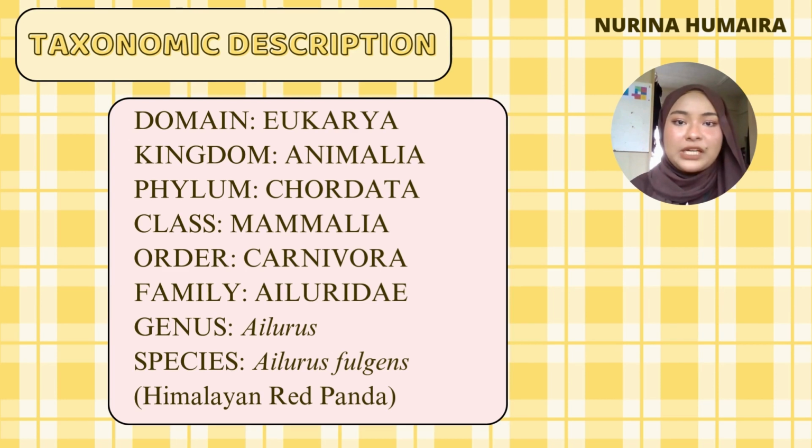The domain for red panda is Eukarya, while the kingdom is Animalia. Chordata is the phylum for the red panda, also known as the Himalayan red panda. It belongs to the class Mammalia and the order is Carnivora. The family of the red panda is Ailuridae and the genus is Ailurus. Red panda also belongs to the species called Ailurus fulgens.